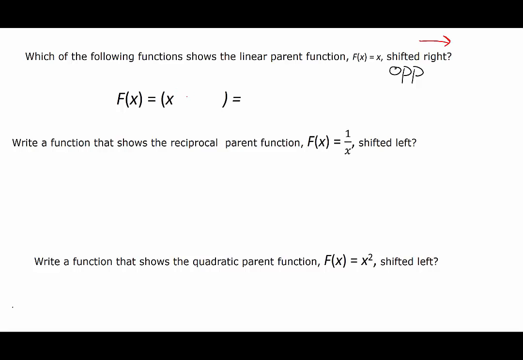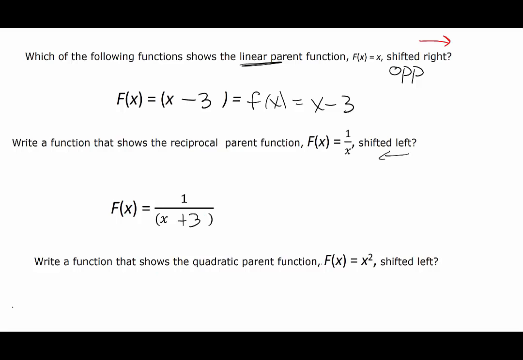So for example, minus 3. Now, since it's linear, there's no exponent. So you could also say f of x is x minus 3. You don't need those parentheses. Write a function that shows the reciprocal parent function shifted to the left. Since we're going to the left, I'm going to add 3.